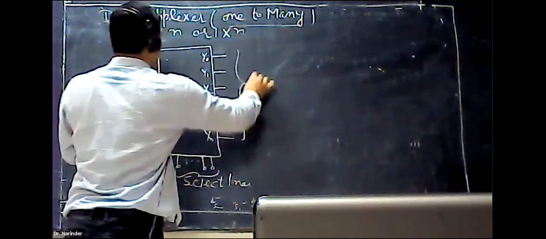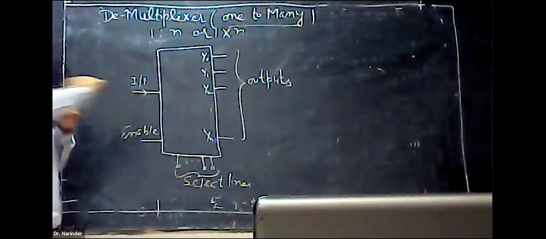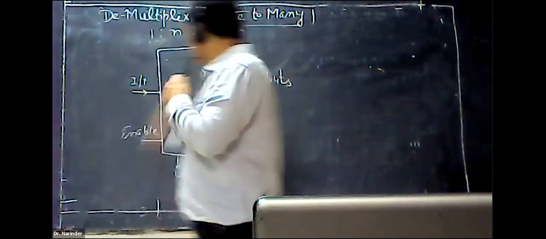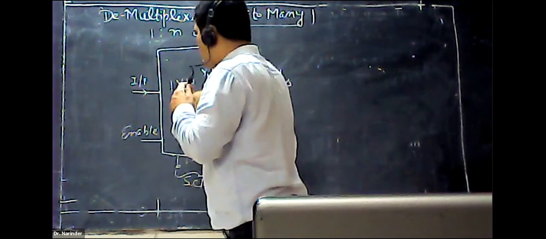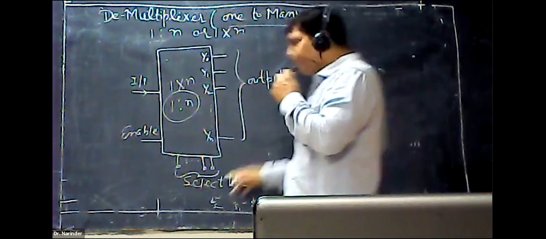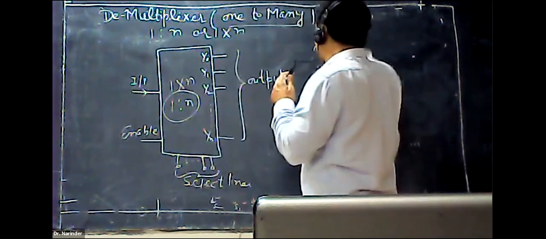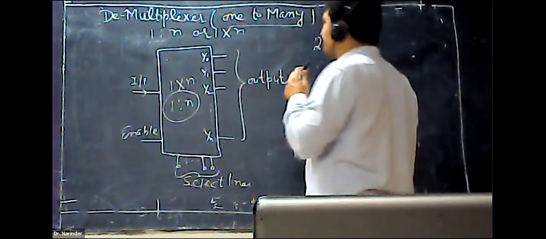These are the outputs. This is the input. Input may be single. So that's why it is written as 1 cross n or 1:n, Dmux. Here, the relation between the select lines and the outputs is always the same as the multiplexer: 2 raised to power m equal to n.